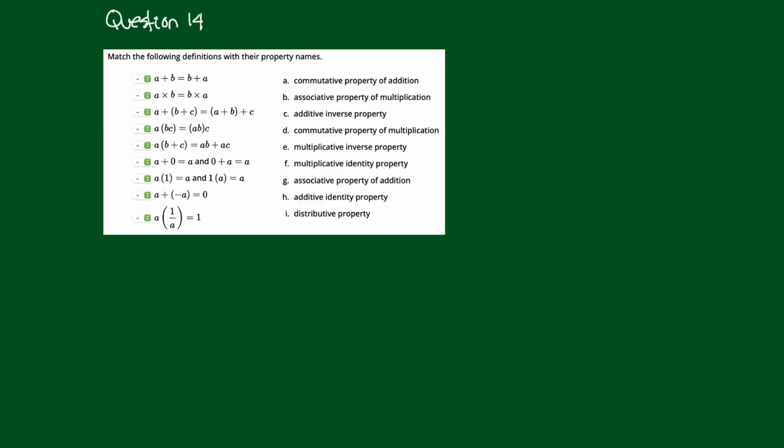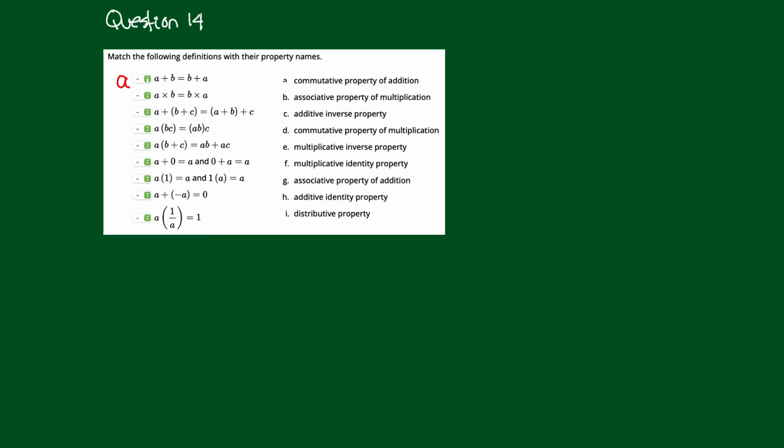It looks like a little bit of work here in question 14, but what we're supposed to do is just match the definition with their property. So what is this one? You have A plus B, and then you just switch the order. When you switch the order in an addition, it's called commutativity, or the commutative property. And I'm adding, so I think we have the commutative property of addition. Which one do we see over here? It's the first one, right? So this is an A. I'll just write it in here. This matches with A.